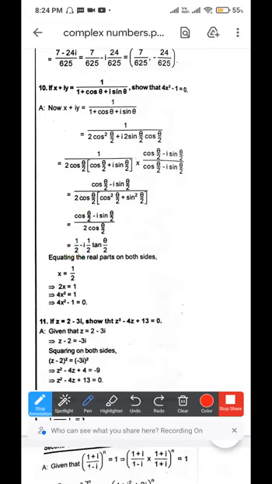Now, what did they ask us? They asked us to show 4x square minus 1 is equal to 0. So we know this is x. x is nothing but half. So if we substitute the value of x in that equation, we'll get 0. Or what we can do is send this 2 to that side, square on both sides, and send that 1 to the left hand side, and you will get the same equation.